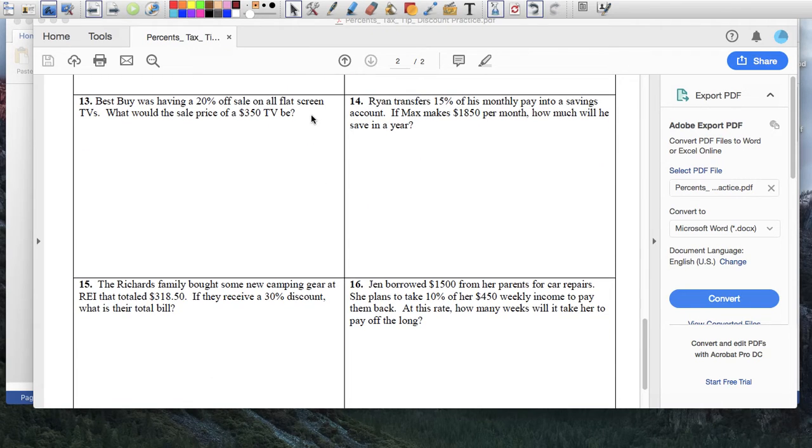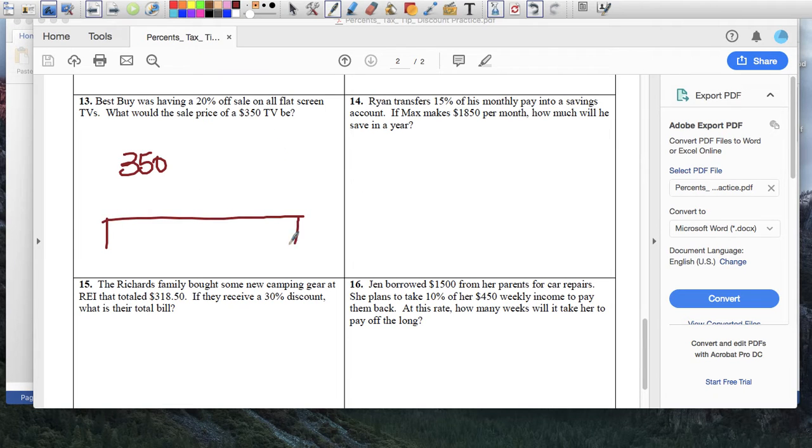So we got Best Buy. Again, think about what this means. The TV was $350, so 100% of the value would be $350. But you're not paying $350 anymore because you got a discount. If you take 20% and throw it away, your discount, you're only left with 80%. So you're paying for 80%.